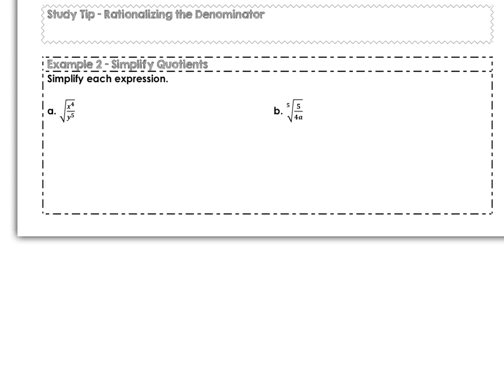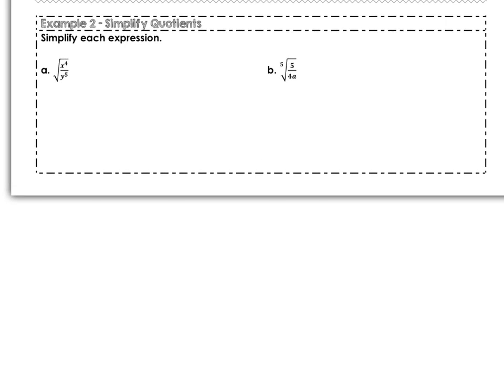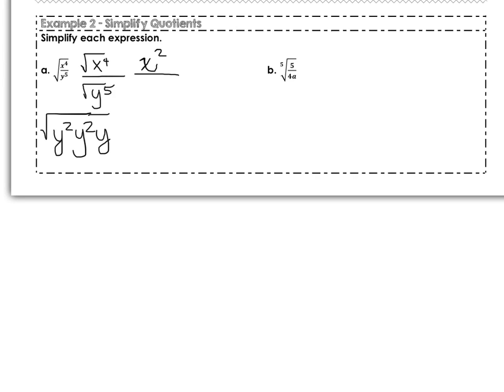All right, so now scrolling on down. Let's look at example 2 where we're simplifying quotients. When simplifying quotients, we can separate things into 2 separate radicals because there's division happening. So this is really going to be the square root of x to the 4th over the square root of y to the 5th. If we start simplifying these, then we will rationalize this. The square root of x to the 4th, that's going to get me x squared. Now, the square root of y to the 5th, that's really going to be y squared, y squared, y, which is why it's going to be y squared times square root of y.